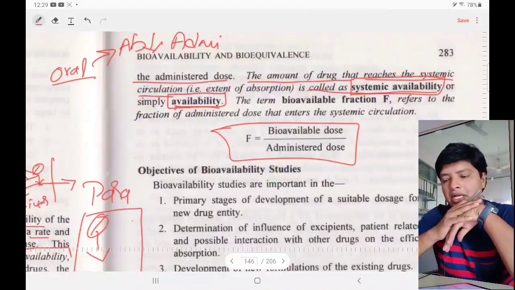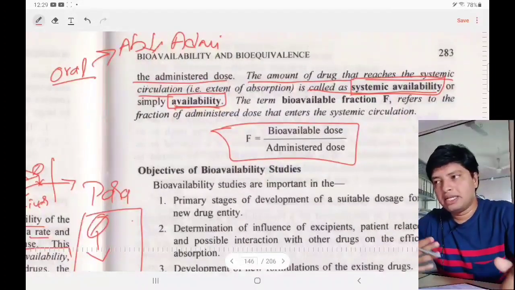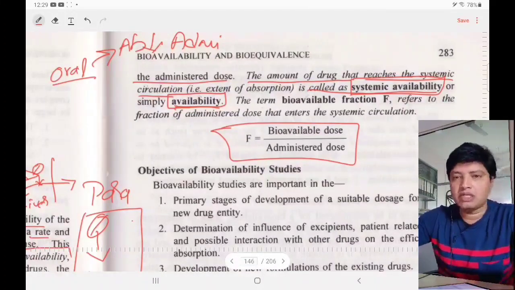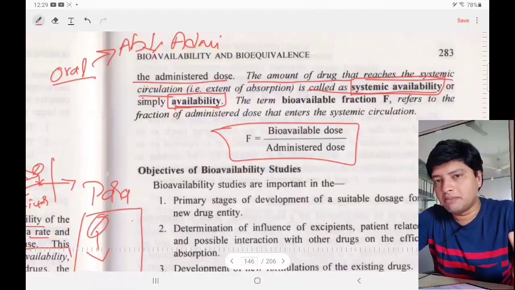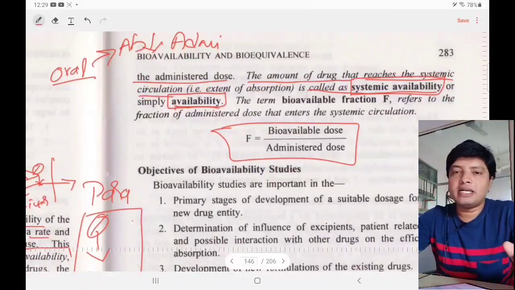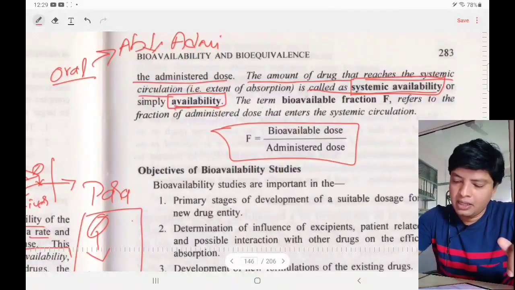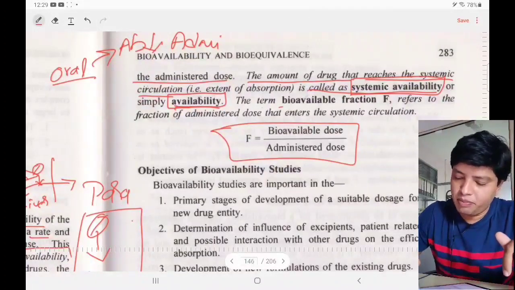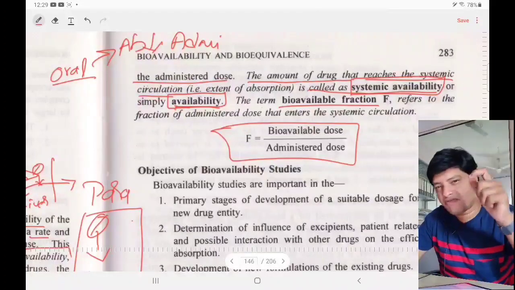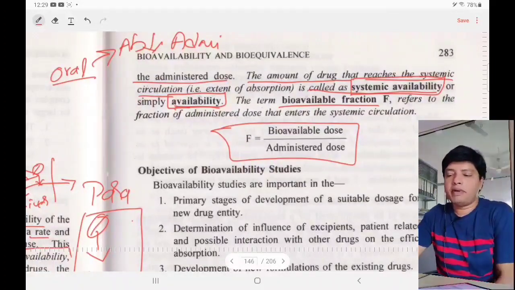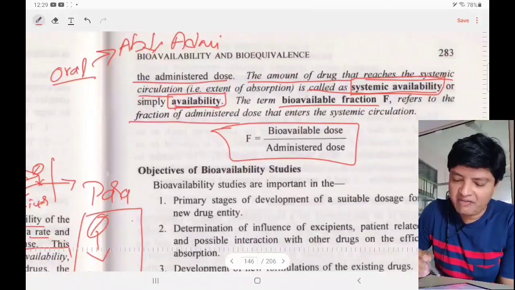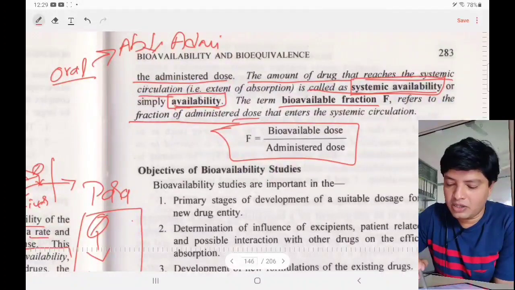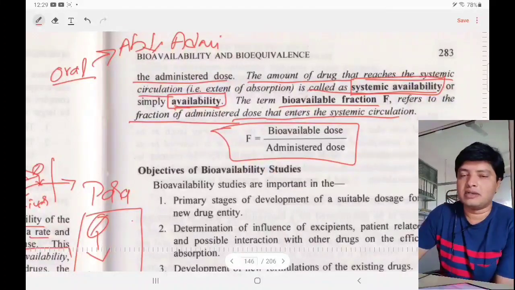Okay, remember this. In a flow, we also call this equation the bioavailability equation. Bioavailability is the rate and extent of drug absorption, and then there is the bioavailable fraction. What is that bioavailable fraction? The name says fraction. It refers to the fraction of drug administered, or the fraction of the administered dose, that enters the systemic circulation.